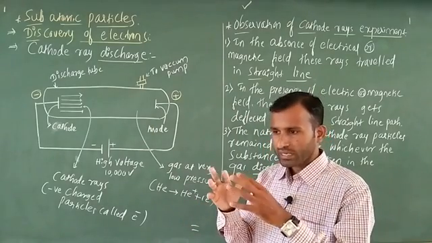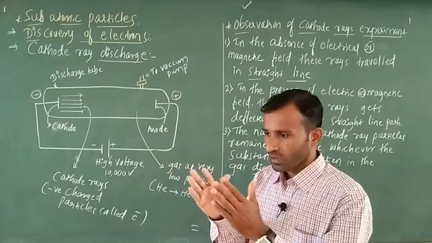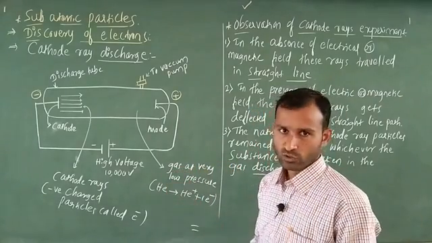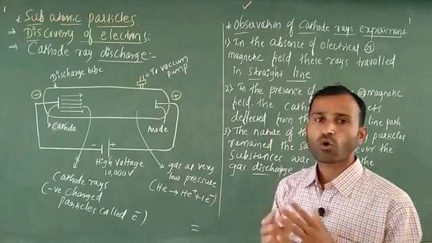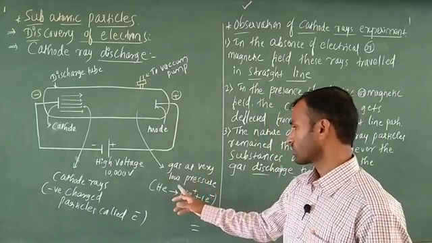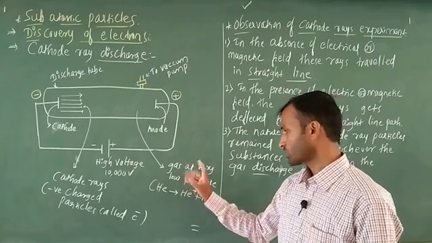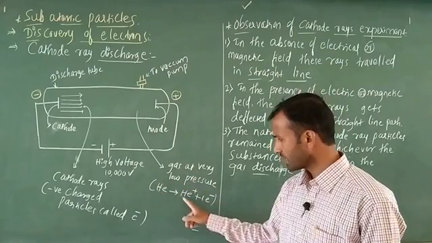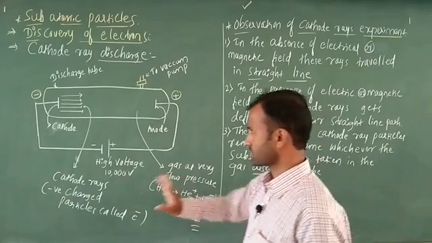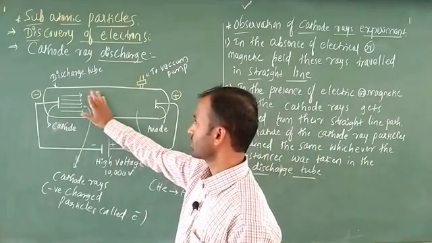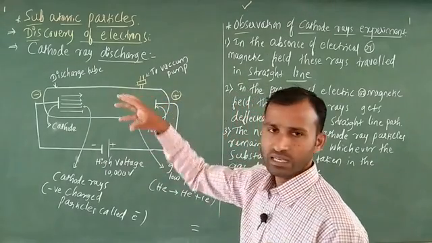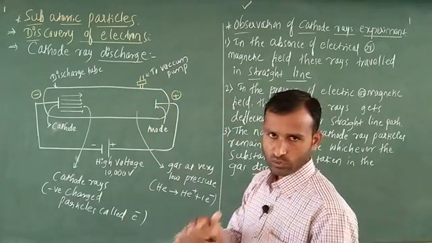If you maintain high pressure, it is difficult for an electron to move. That is why they use a very low pressure. Low pressure means which gas they are going to use? Helium gas. In this tube there is helium gas, and that helium gas is kept at almost a low pressure.